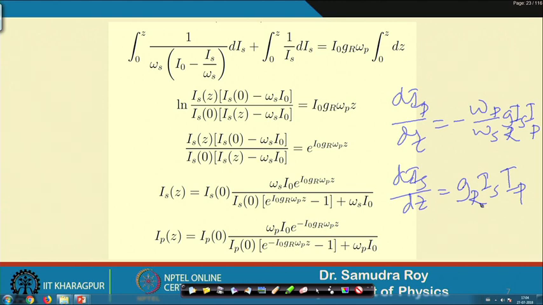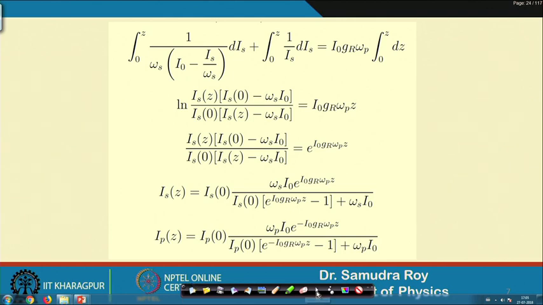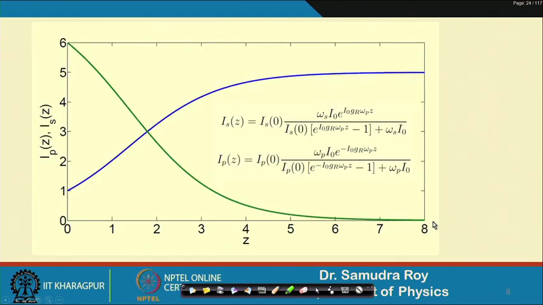So, it is better to use another process. You have another equation in our hand, mind it: I_p(z) over omega_p plus I_s(z) over omega_s is equal to I_0 over omega_p. I_s is known, so I_p will be I_0 minus these terms multiplied by omega_p. This is another way to find the equation of I_p. Well, I believe you people can do that quite efficiently.